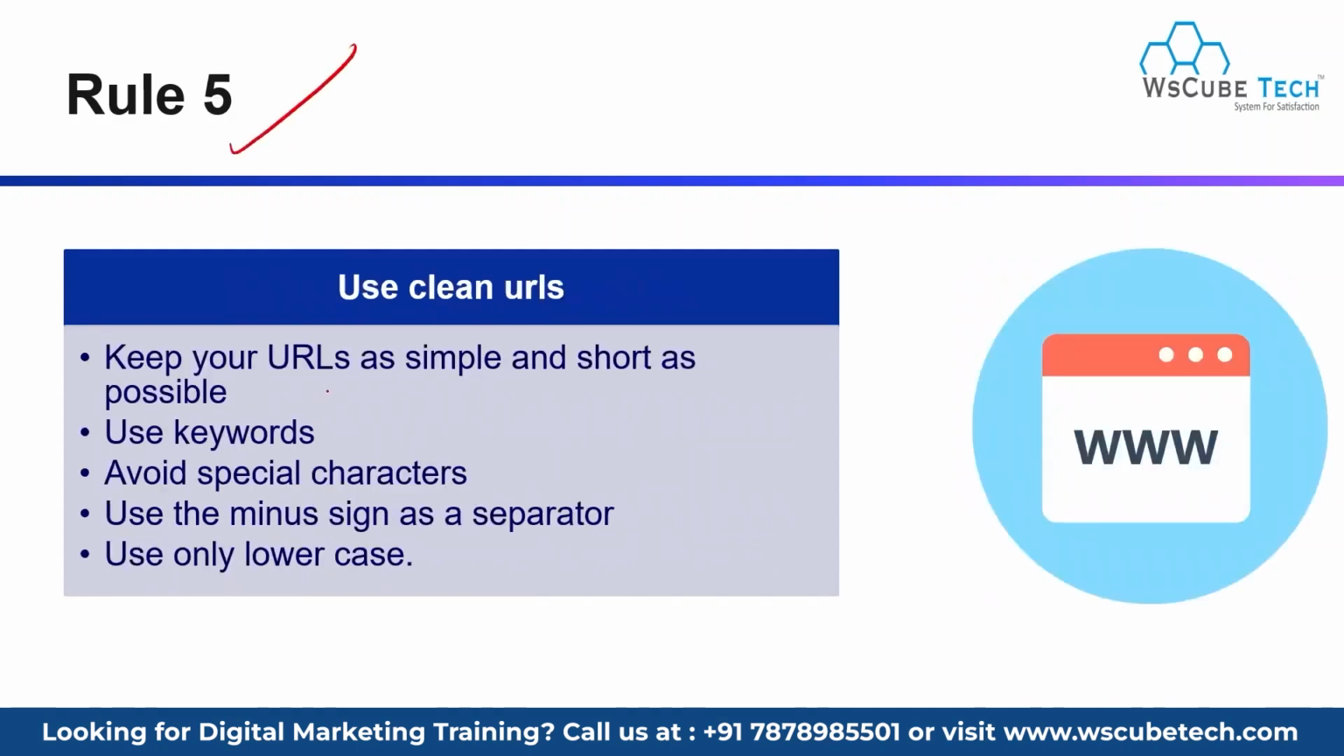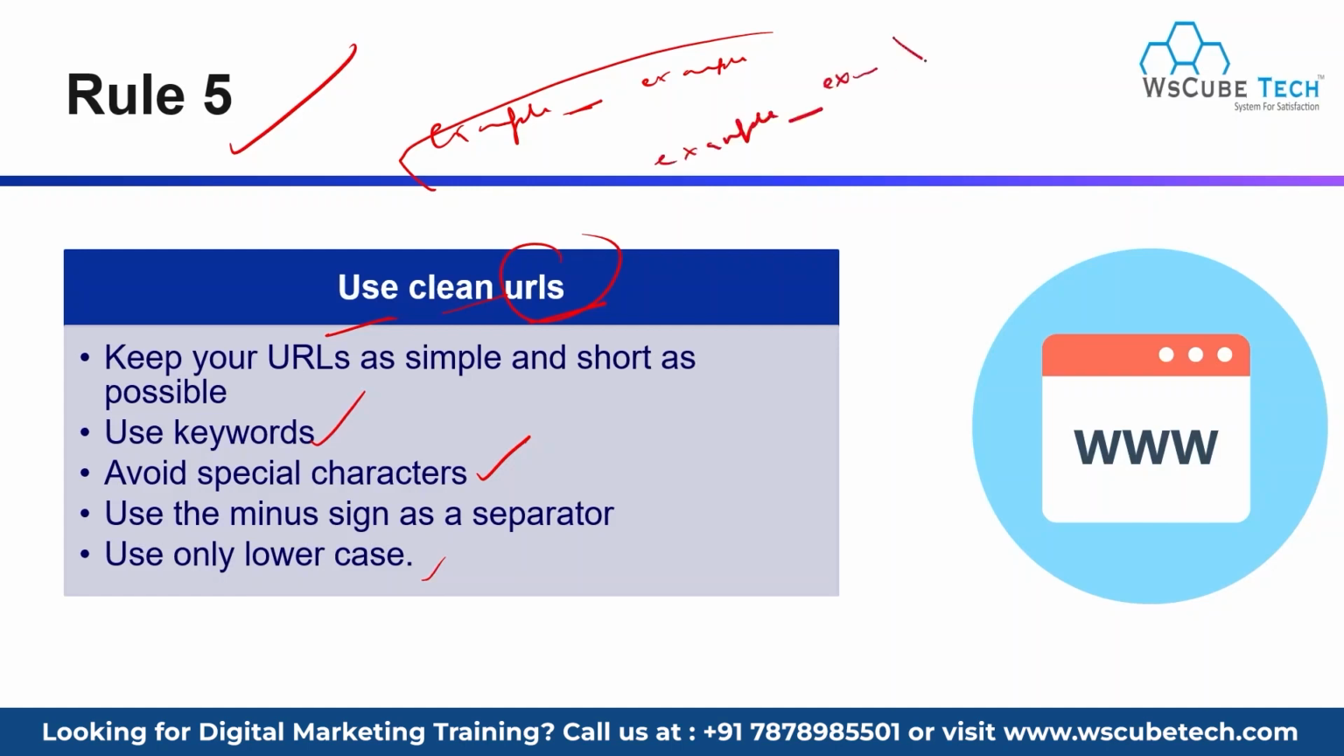Next is rule number 5, that is you have to use clean URLs. Clean URLs are very simple and short, and you use your keywords in them. You should avoid special characters in your clean URL. That should be search engine crawler friendly and user friendly. Use the minus sign as a separator. Use only lowercase. If I'm talking about your URL, using the minus sign like example-example is the best way, instead of using an underscore, like example_example. This is the wrong way.